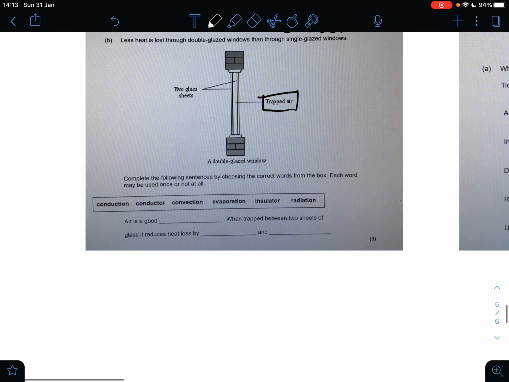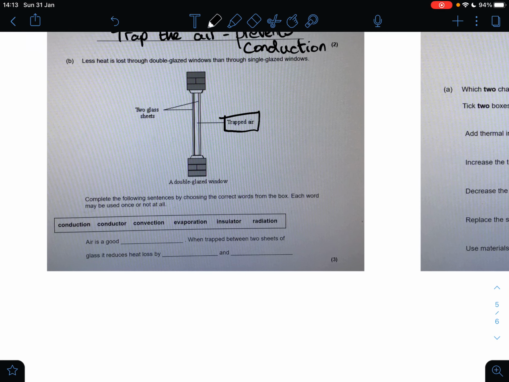Okay, and here goes the answer. Air is a good insulator when trapped between two sheets of glass. It reduces heat loss by conduction and convection.